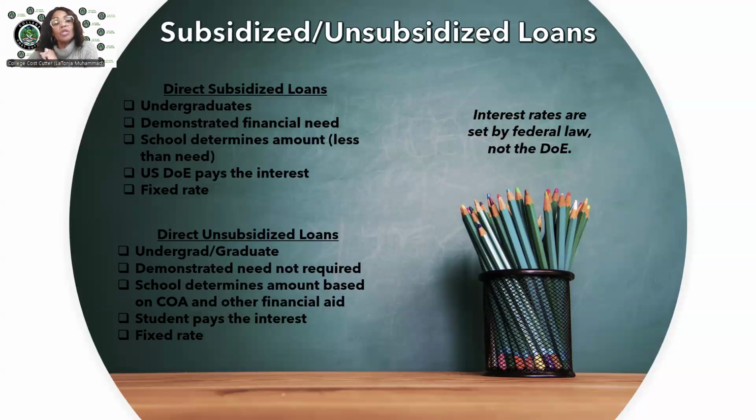So while students are still in college, subsidized loans accrue interest, but the U.S. Department of Education pays the interest. Whereas with unsubsidized loans, the interest accrues while the student is in college, and it will accumulate for the student to pay when they do start repaying their student loans. So that's the big difference between subsidized and unsubsidized loans. And the unsubsidized loans are also offered at a fixed rate.